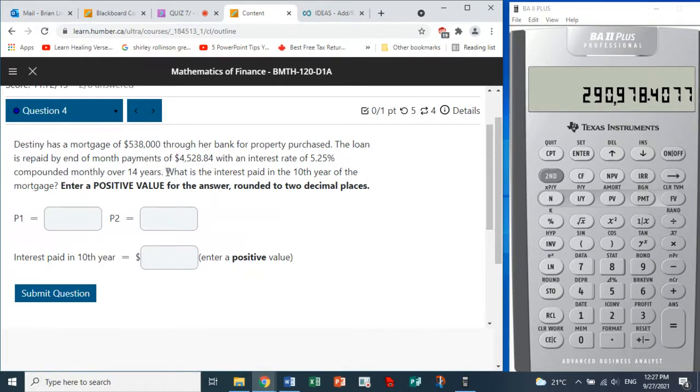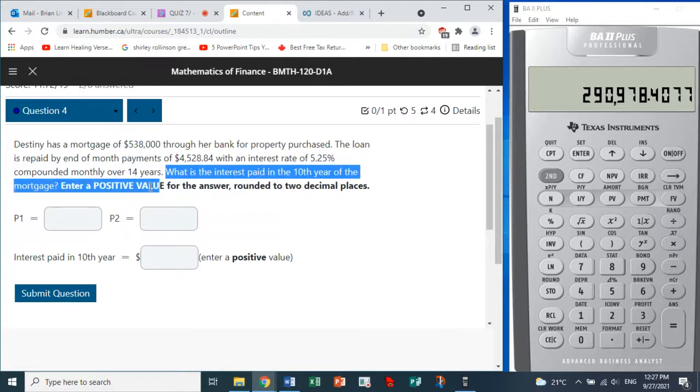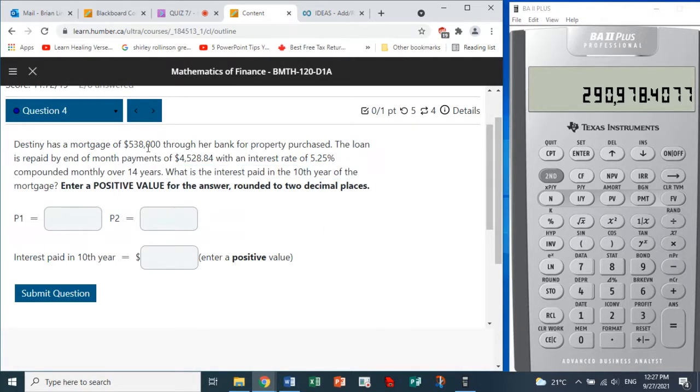Okay, what is the interest paid in the 10th year of the mortgage? All right, so we have the data. Let's input it as we know what to do. Let's use our calculator. We can clear it first and then second IY. So what are the payments? They're end of month payments, okay?